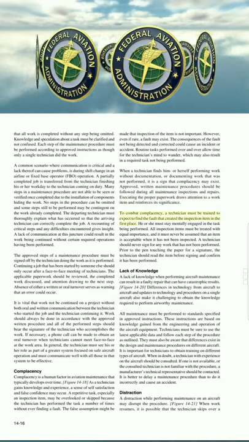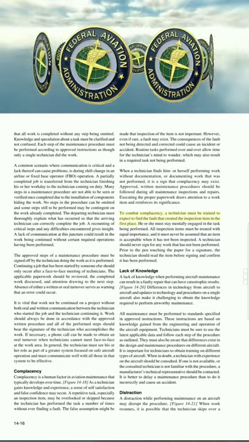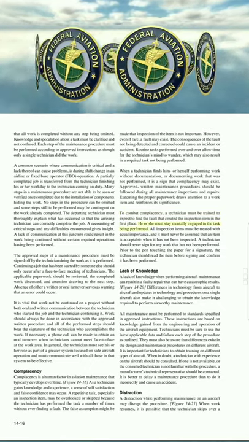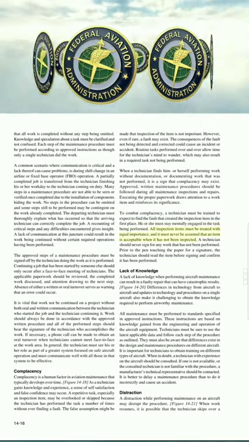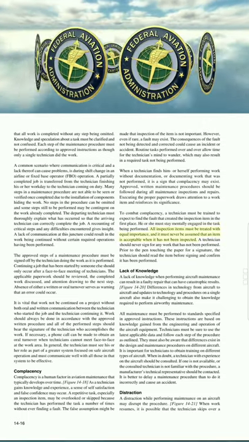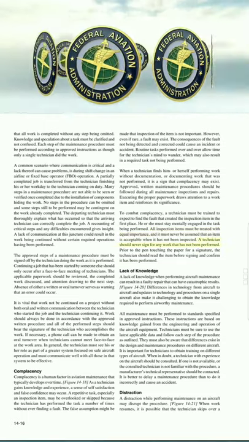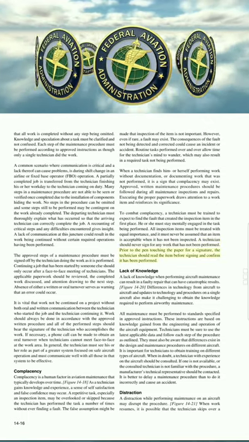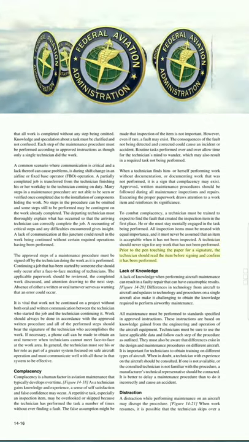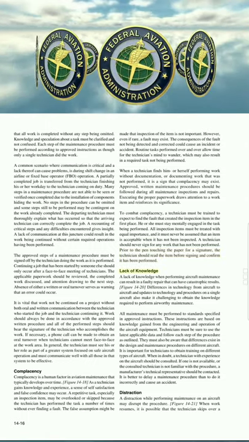To combat complacency, a technician must be trained to expect to find the fault that created the inspection item in the first place. He or she must stay mentally engaged in the task being performed. All inspection items must be treated with equal importance, and it must never be assumed that an item is acceptable when it has not been inspected. A technician should never sign for any work that has not been performed. Prior to the pen touching the paper for a signature, the technician should read the item before signing and confirm it has been performed. Lack of knowledge.